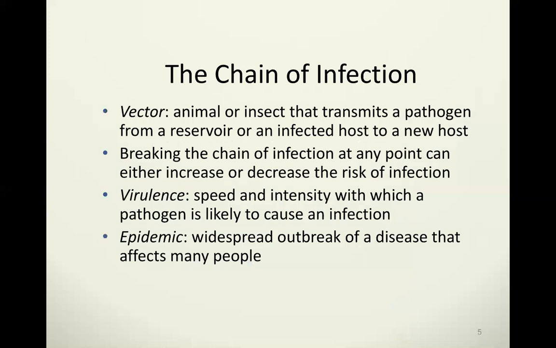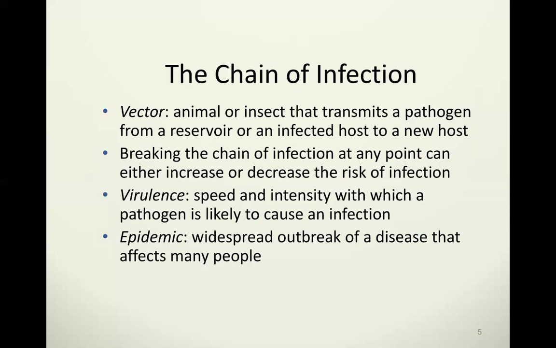One of the things that you'll hear about is a vector. I mentioned a mosquito before, but a vector is an animal or insect that transmits a pathogen from a reservoir or an infected host to a new host. So vectors are an animal or an insect. Let's think of some vectors: dogs, cats, humans, rats, rodents. It's an animal or an insect that passes the disease on.